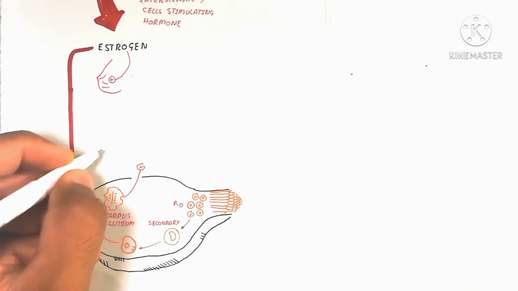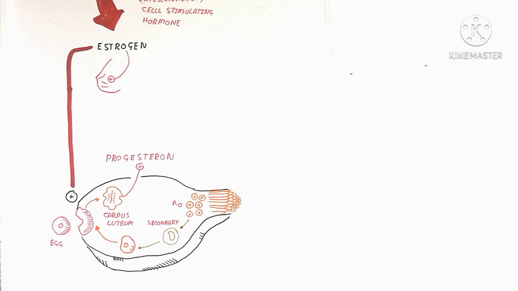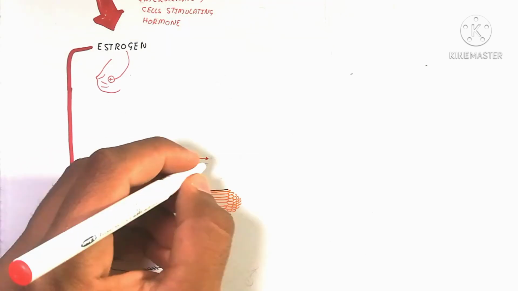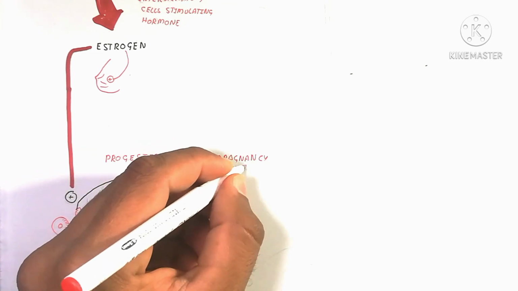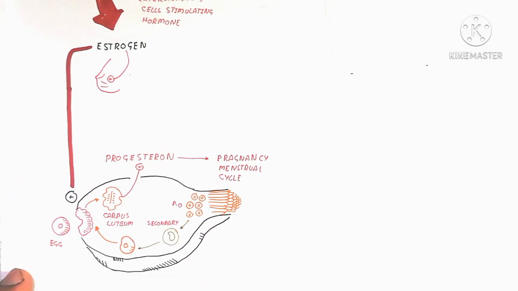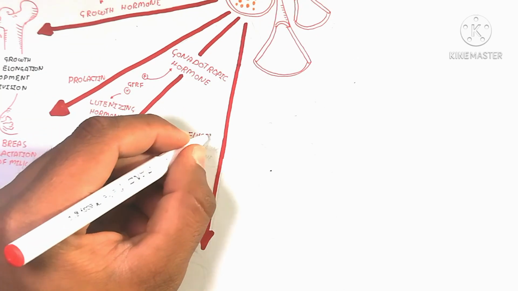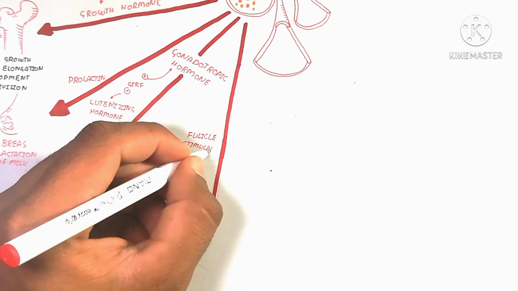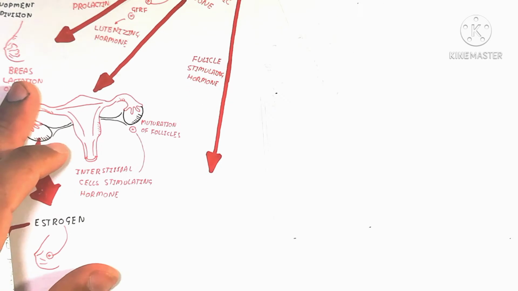After release of the egg, the corpus luteum will be formed. This corpus luteum is a yellowish glandular mass that produces progesterone. Progesterone maintains the pregnancy and further develops the mammary gland, as well as regulating the menstrual cycle. When it becomes low, the menstrual cycle begins again, and the corpus luteum will degrade.